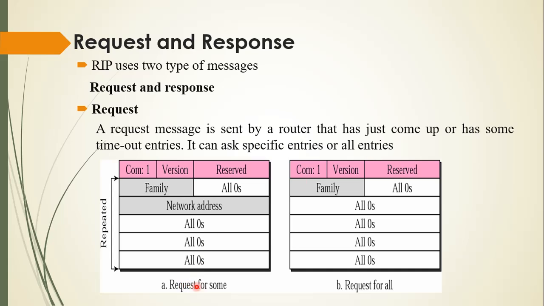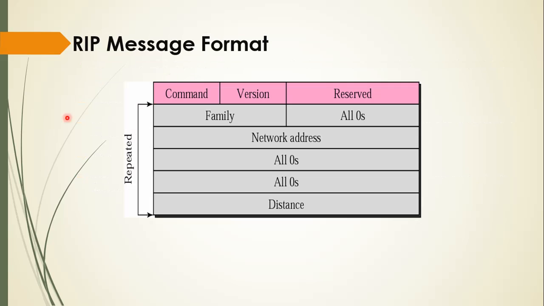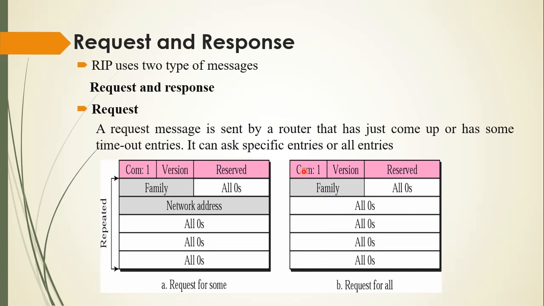So if we have request for specific entries, then we have this diagram, and if we have a request for all, then we have this diagram. This is command, version, reserved, family, all 0, network address, all 0, all 0, all 0. For command we have a value 1 for request and 2 for response. So here command is 1, so it is the request message. For request for all we have all zeros, and for request for some we have a network address. So we have to provide the address for which we are requesting. This is the difference.